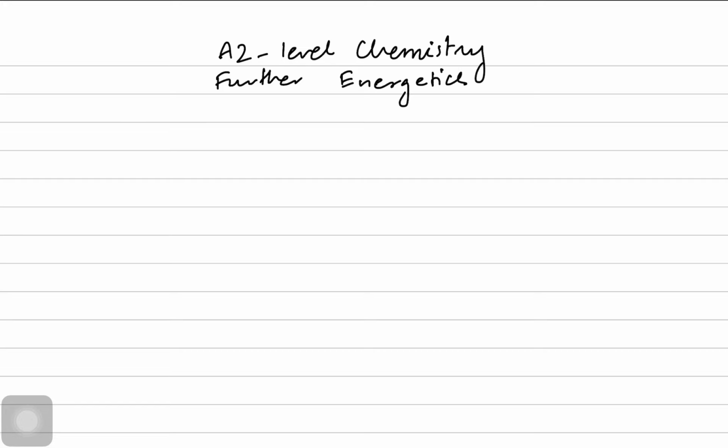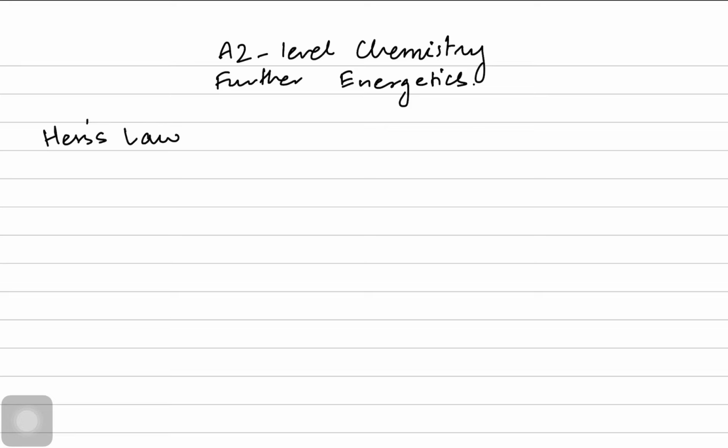In today's series of videos, we're going to start with A2 level chemistry. We're going to begin with the chapter of further energetics, which means we are going to be building up on the concepts of energetics from our first year AS level. We're going to start with Hess's law.